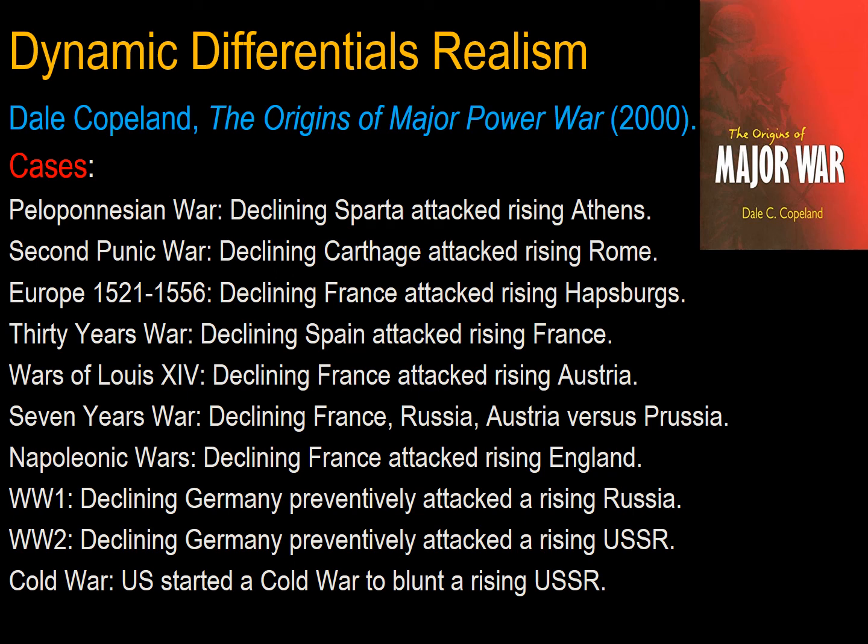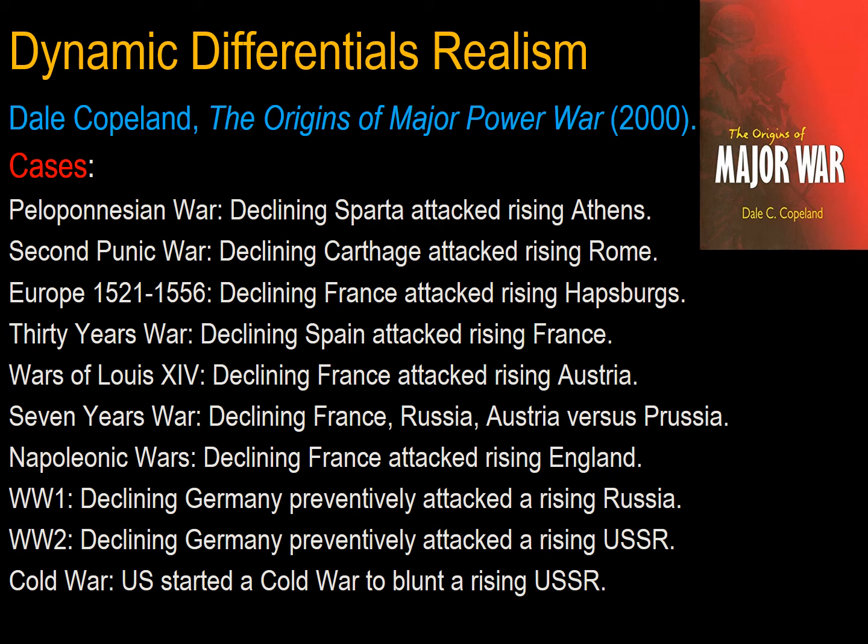In the 30 Years' War, you had a declining Spain attacking a rising France, mostly in Belgium. The wars of Louis XIV, you had a declining France attacking a rising Austria. In the 7 Years' War, you had a declining France, Russia, Austria against this newly emergent state, Prussia. In the Napoleonic Wars, you had a declining France attacking a rising England. And one of the common arguments here that I see repeatedly is that whether or not you had a French Revolution, France was going to attack anyway, even without having a revolution.